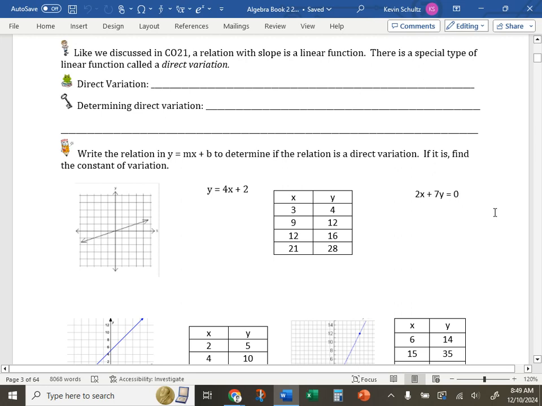We are starting a new unit, which does still put us in the realm of linear functions. We're going to talk about some special types in Unit 4, including direct variation. That's today. We'll talk about point-slope form, which is kind of like the cousin of slope-intercept form. It's another way to write a linear function. And then we end the unit talking about parallel and perpendicular lines.